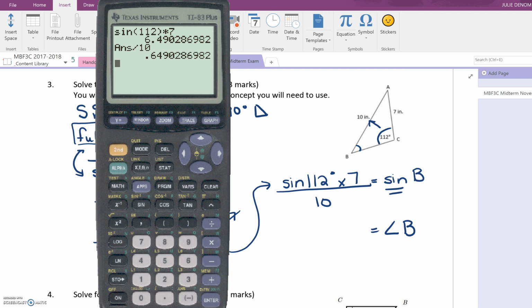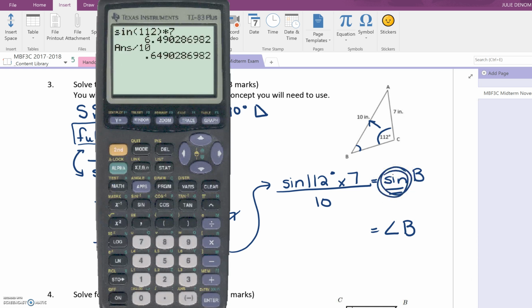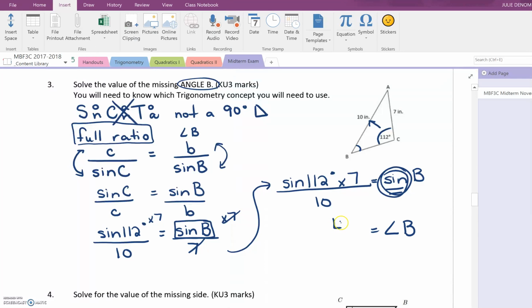So you have to remember what you have to do when you have a sine in front and you're looking for an angle. Anytime you're looking for an angle, you have an extra step. In this case, you have to do sine inverse of the answer that you just got up here. So it's approximately 40 degrees, since we're going to round this to the nearest degree to make it a little bit easier. Therefore, angle B is equal to approximately 40 degrees.